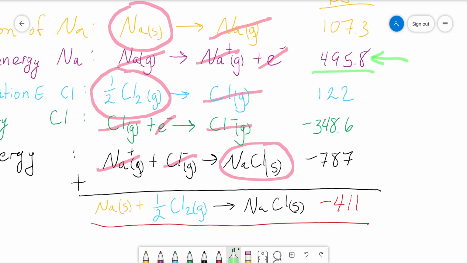Okay. So anyway, that's the Born Haber cycle. I know it's a difficult topic, so go ahead and send me some emails on that or post to the forum, please.